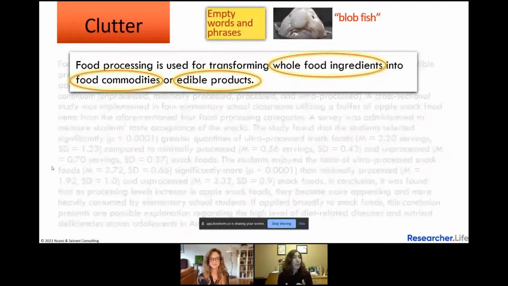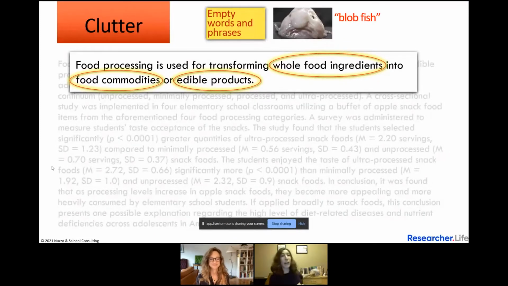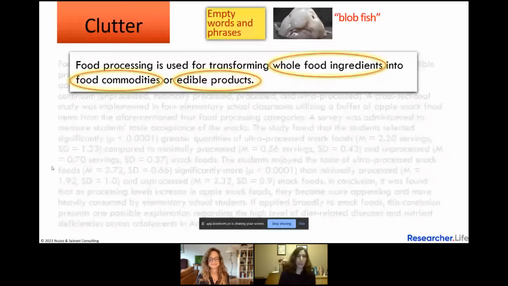And these kinds of blobby or empty words and phrases, I like to present a visual because a few years ago I discovered there's this creature called a blobfish, and I think it's a really good visual for blobby words and phrases such as whole food ingredients or food commodities. And actually I have children who are learning to write, and we got a little stuffed blobfish. So in my house, when they write things that are very blobby and vague, like the book was interesting, I bring out the blobfish to remind them to be more concrete, not to use empty, meaningless words and phrases.